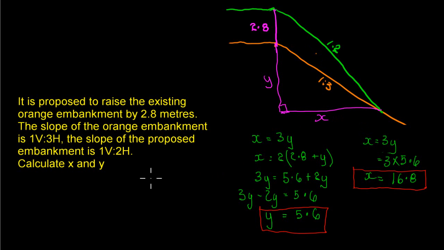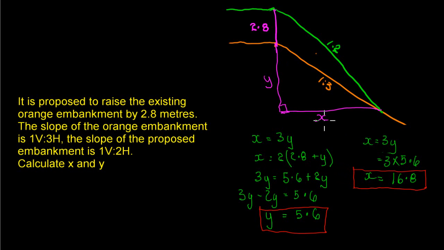So what we need to calculate is x and y. We just need to know how far down the existing slope we're going to, where the toe of the new batter will be, and how far down and out that is, x and y. So this is a fairly elegant solution to this problem.